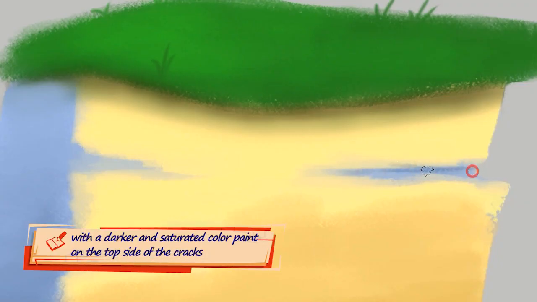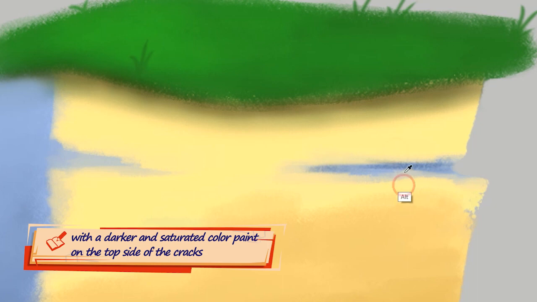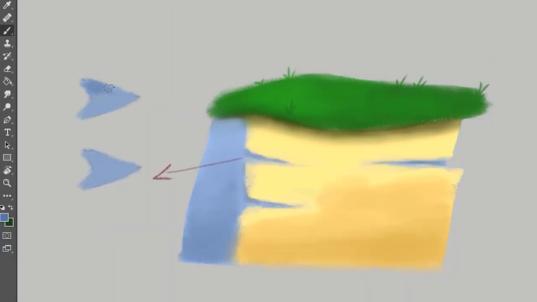With a darker and saturated color, paint on the top side of the cracks. When you paint cracks, if you divide the cracks into top side and down side, the top side must be darker. By making the top side darker, you will create contrast. It shows that the bottom side is getting light from the sky, but the top side gets less light from the sky and is darker.